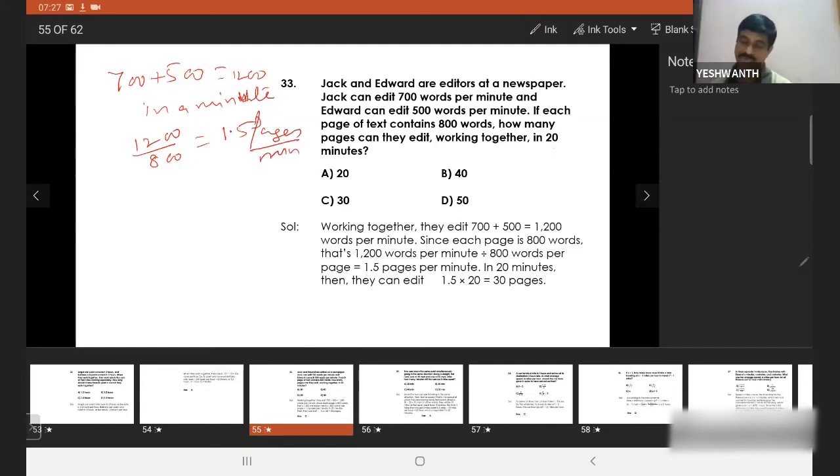So how many minutes they are working? 20 minutes. So total work done is what? 20 into 1.5. So this is 30 pages. Means in 20 minutes, both of them working together, they can edit 30 pages. Okay. So which option you have? Option C. Please note it fast, quick.